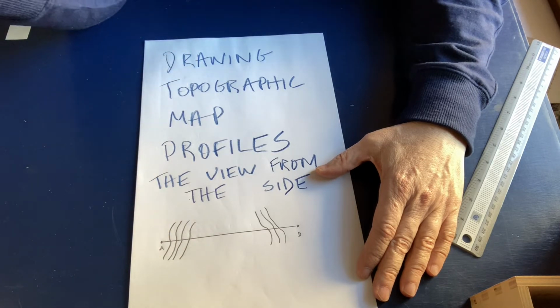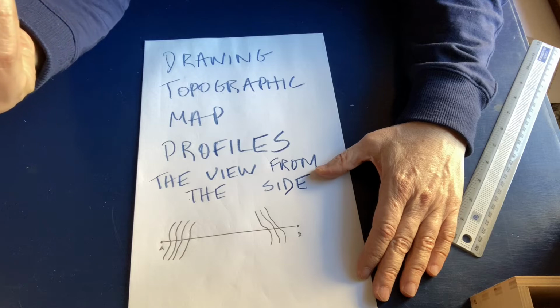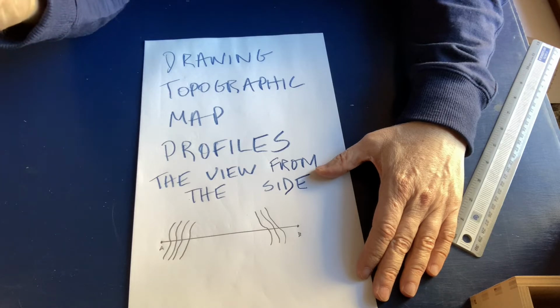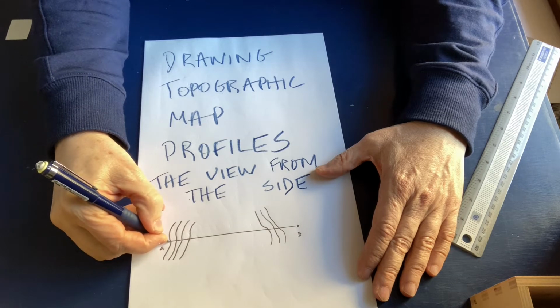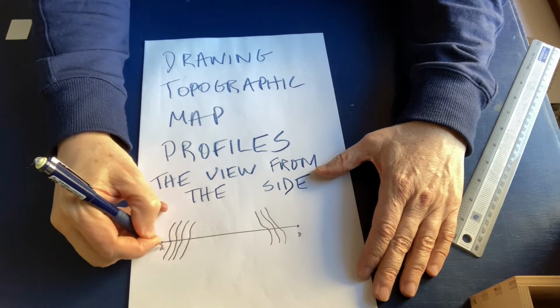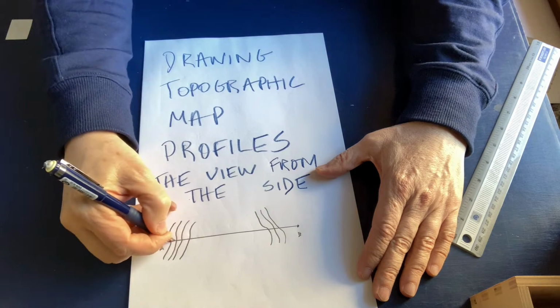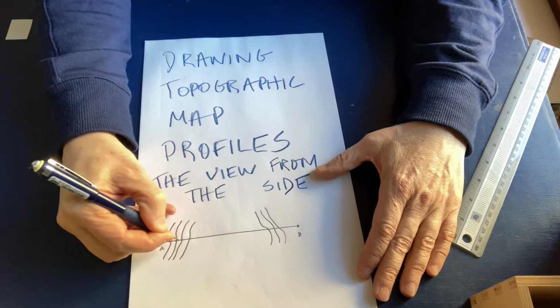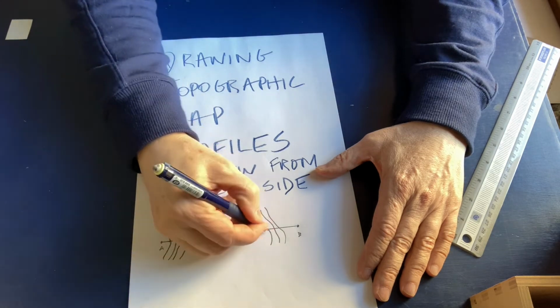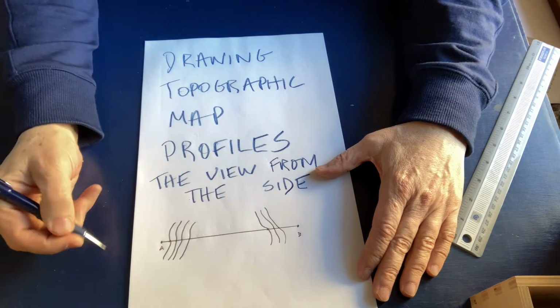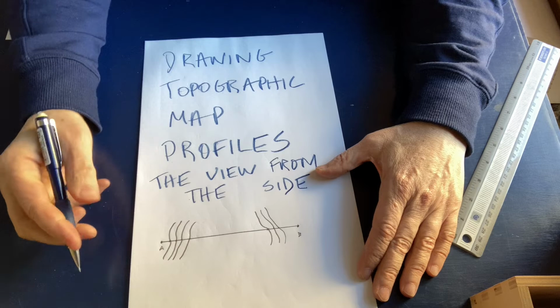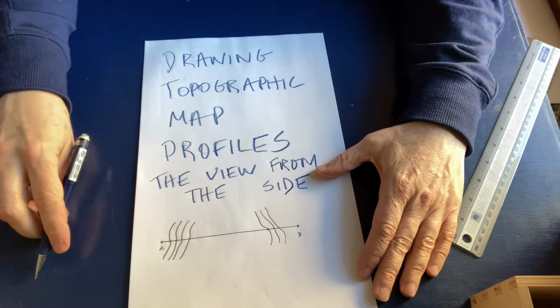And what you can do is transfer the information from the intersection between each contour line and your AB transect. You can transfer that information to a grid, and on that grid you can draw a very nice side view. So let's see how that works.